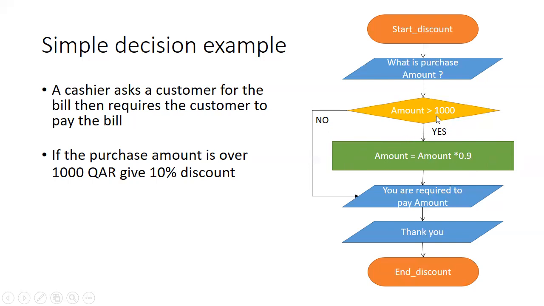If this condition is true, then we do this. Otherwise, we just keep going. Now notice that this thing here, you're required to pay the amount. That's always going to happen. Why is it always going to happen? Because if it is true that the amount is over 1,000, we're going to do this process, but we're still going to do this. This process is always going to happen, but this process will only happen if this is true. So that's the difference here.